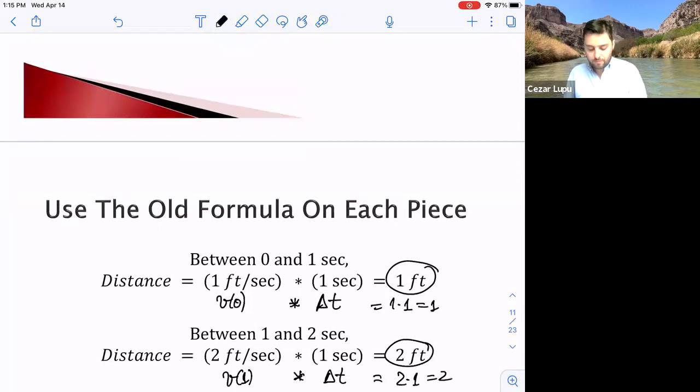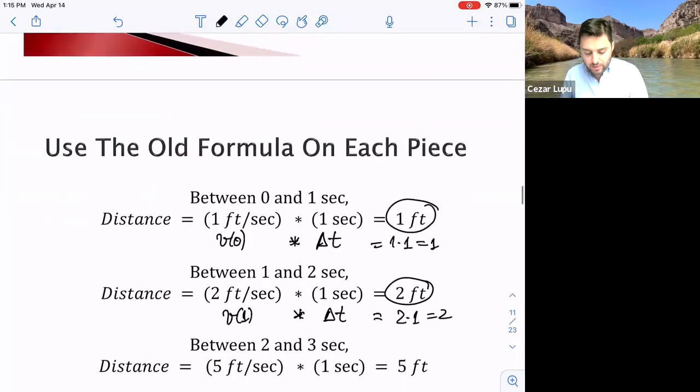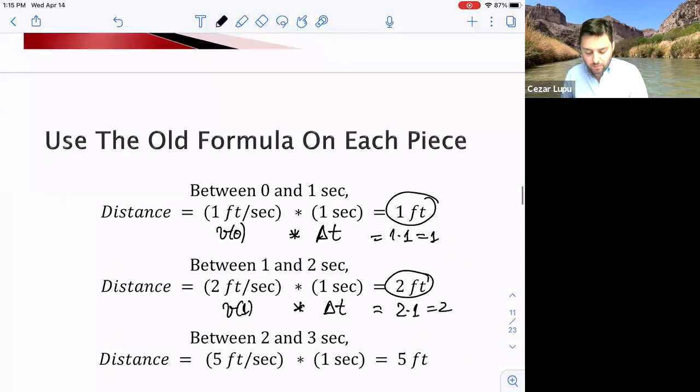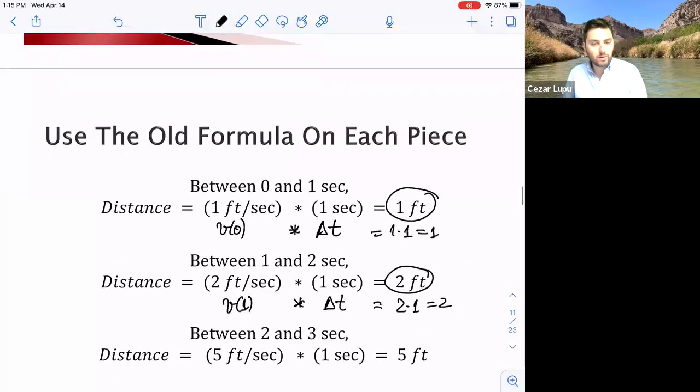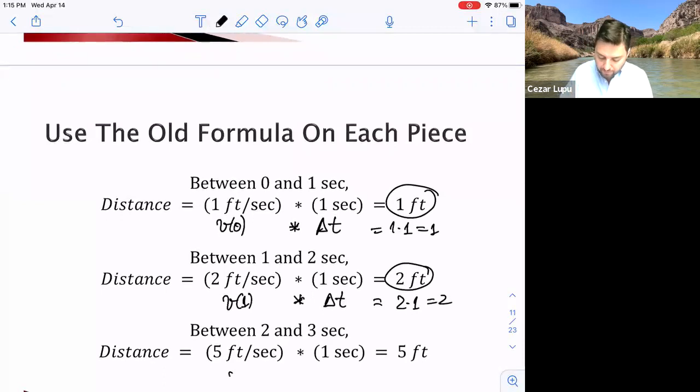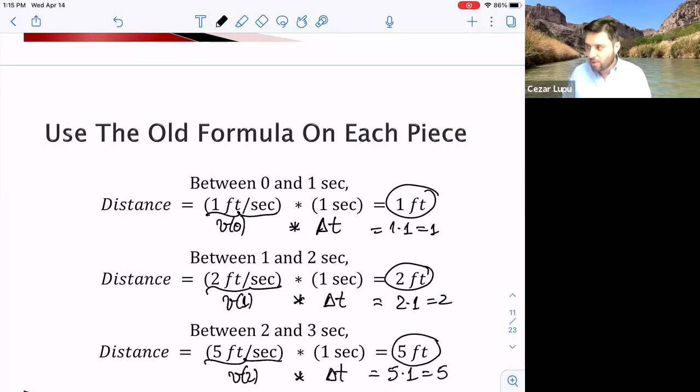And then the last one, if we want to measure the distance when t is between 2 and 3 seconds, then as you can see, this is v of 2 here, which is 5 times 1 times delta t here. So it's 5 times 1, which is 5. And you see it here. Wow, great. So we have this.